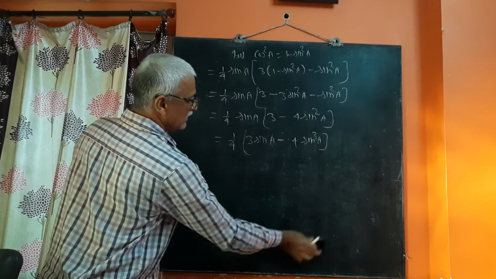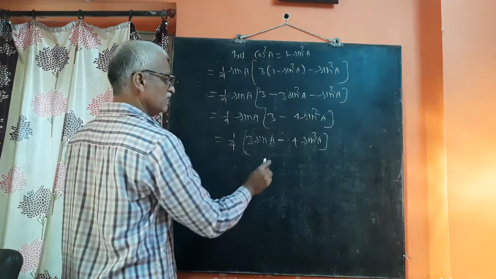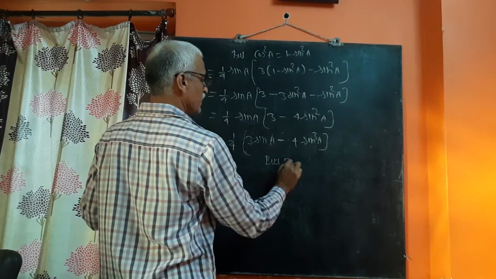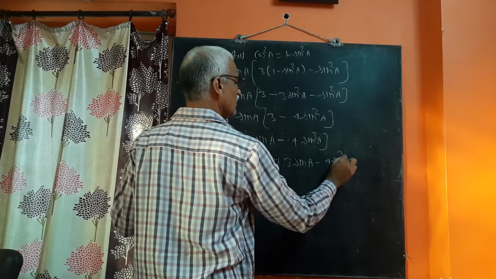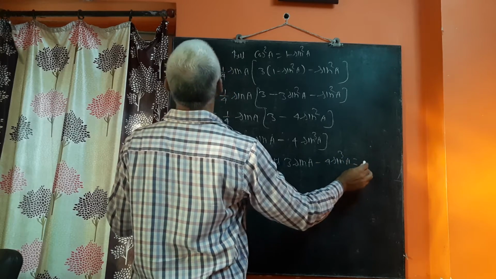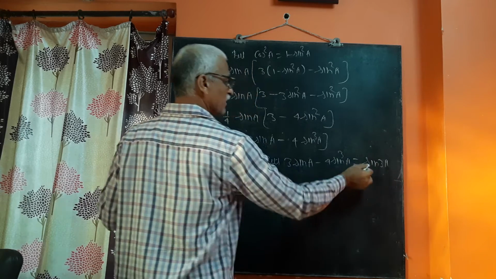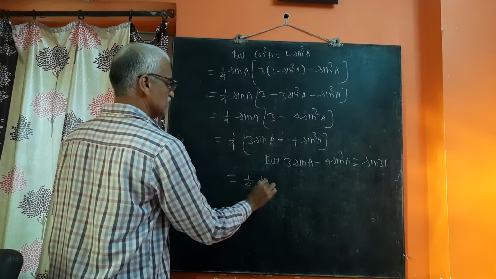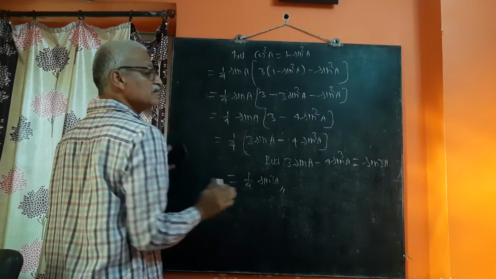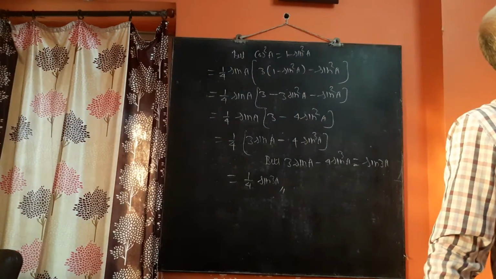But 3 sin a minus 4 sin cube a is equal to sin 3a. Applying this formula here, we get 1 by 4 sin 3a, and that is the right hand side of the given problem.